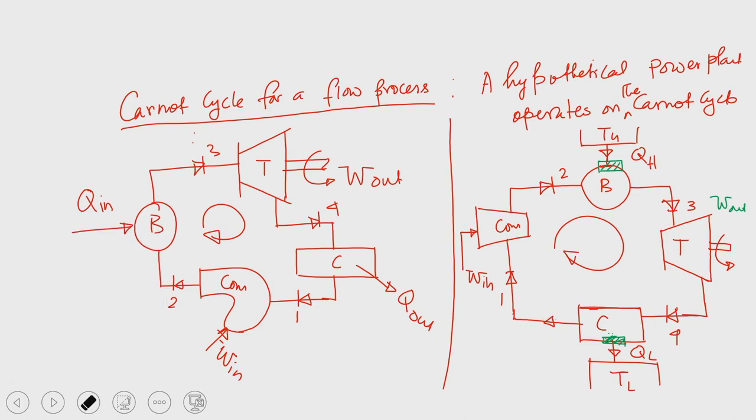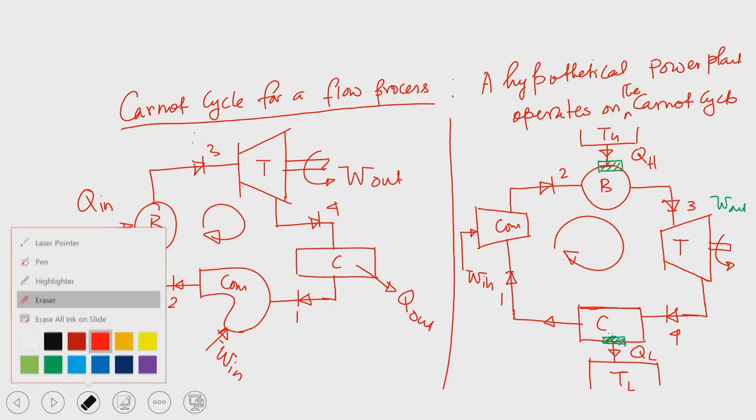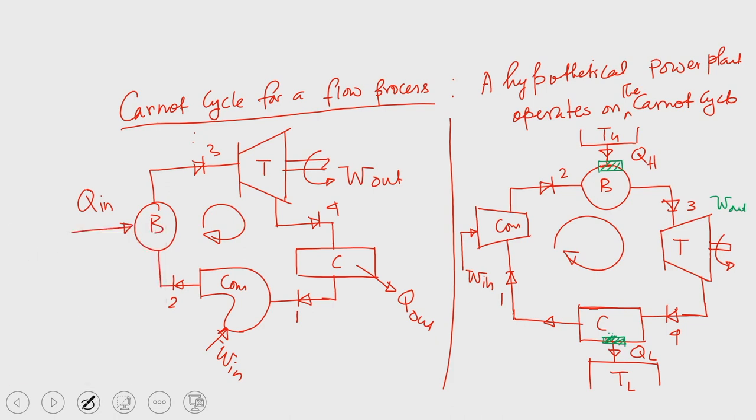Okay. So, this is what I can see. What is done? Upon receiving work input from the external source, the working substance will be compressed back to the boiler, wherein upon receiving heat from this external thermal reservoir, the temperature of this thermal reservoir is TH minus dTH.